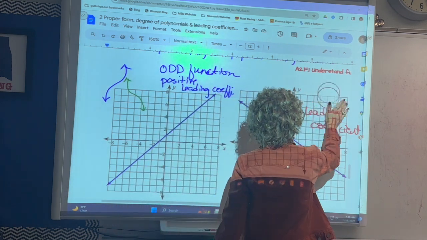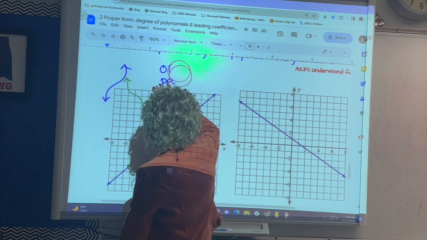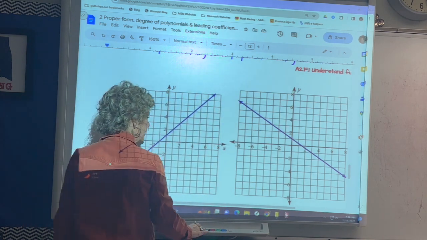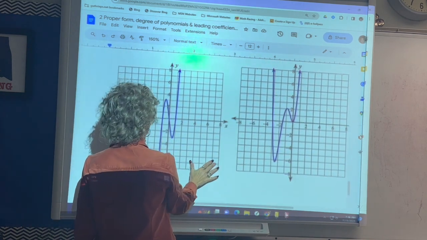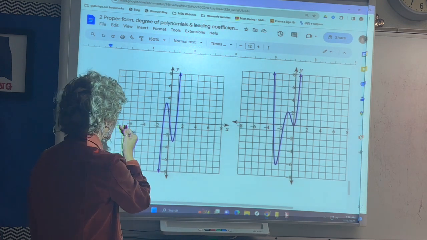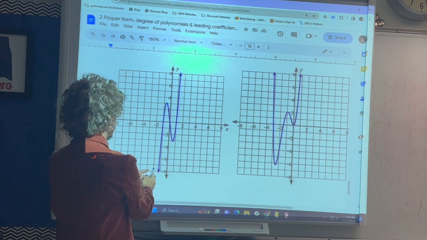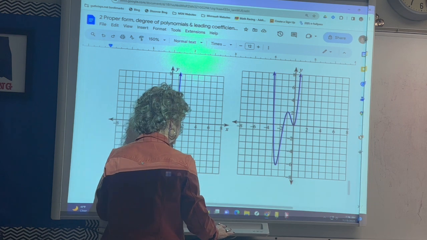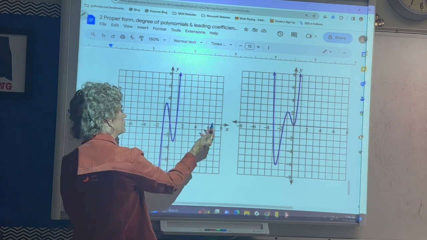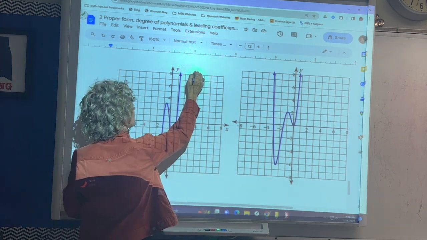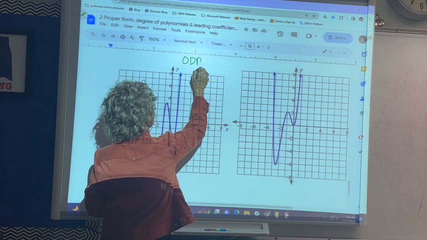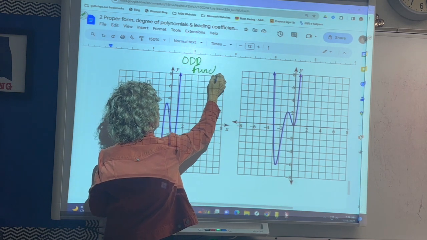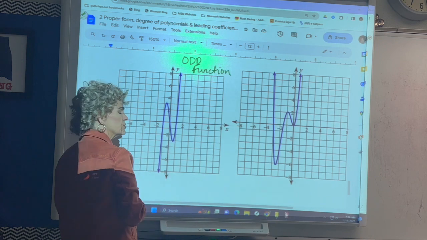So the next two that we get are just graphs that we are given and that we need to look at. So I have these two. All right, well, look at this. My ends are going in separate directions. So automatically, let's write up here, I have an odd function. The ends are going in separate directions.